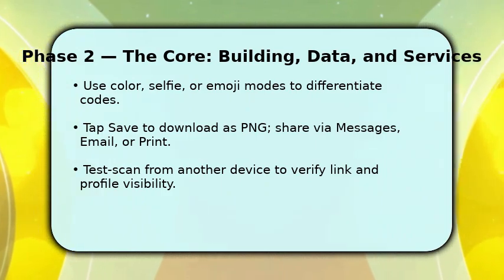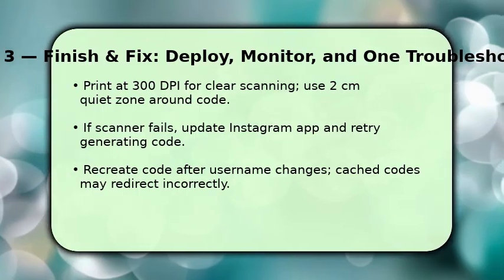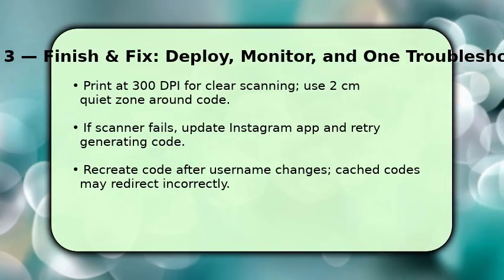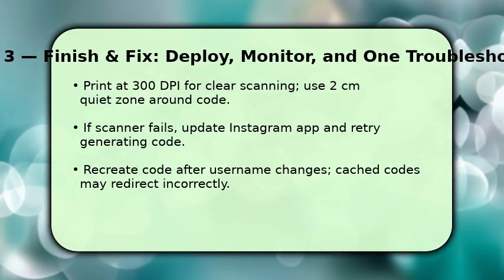Finish by exporting the highest quality file you can. Print at 300 dpi and leave a quiet margin around the code so scanners can read it. If scanning fails, first update Instagram and the scanning app, then regenerate the code.